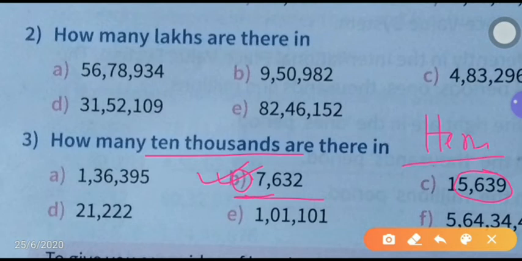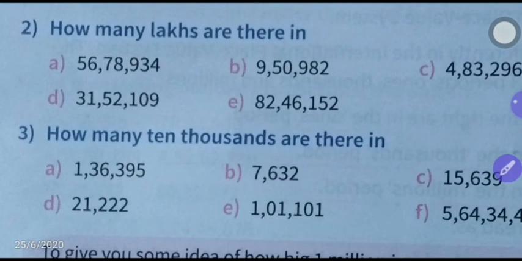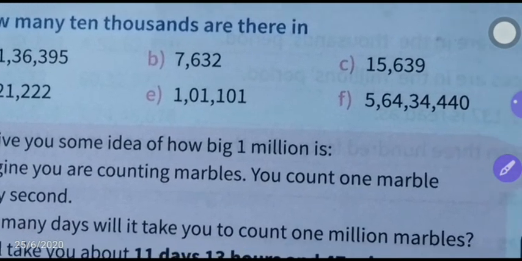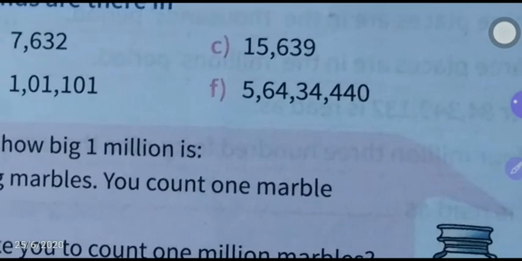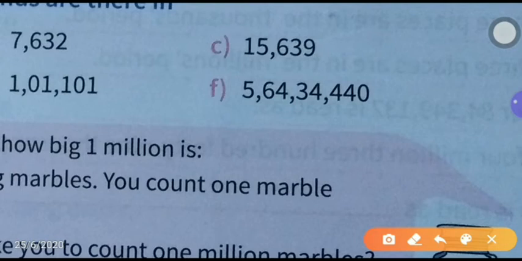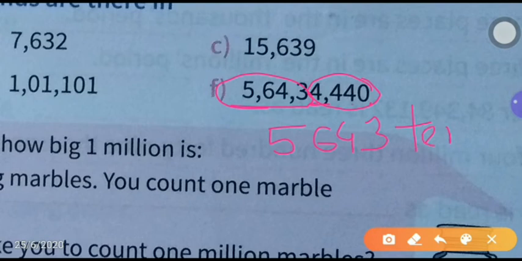Okay, here how many? 2. Here how many up to thousands place we have to leave? 10, that means 10,000 are there. Okay, here in F number you see how many 10,000 are there? Up to thousands place we have to leave. This 4 we have to leave, and remaining is our answer. That means 5,643 10,000 are there.